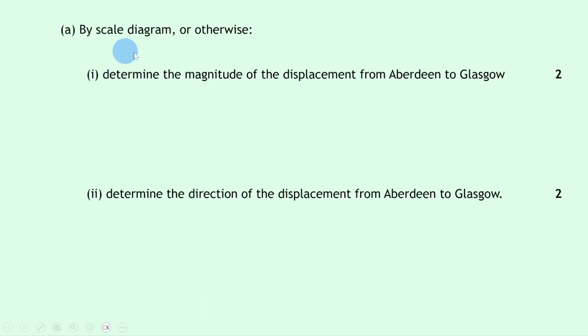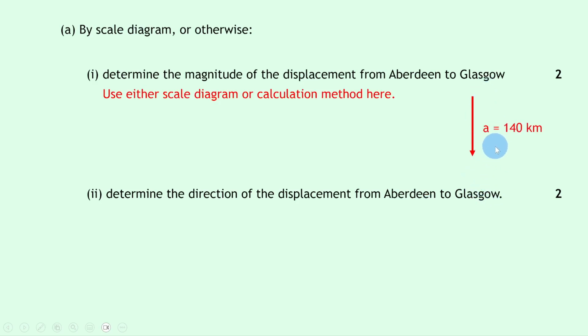Part 1 says by scale diagram or otherwise, determine the magnitude of the displacement from Aberdeen to Glasgow, and there's 2 marks available here. Well, we can use either the scale diagram or calculation method here, and I'm going to use the calculation method, so Pythagoras. So we've got a displacement vector south, and we could label that A, and that's 140 km, and then we've got the displacement vector going west at 130 km, and we can label that B. And these already join nose to tail, so we don't need to think about how they're going to join.